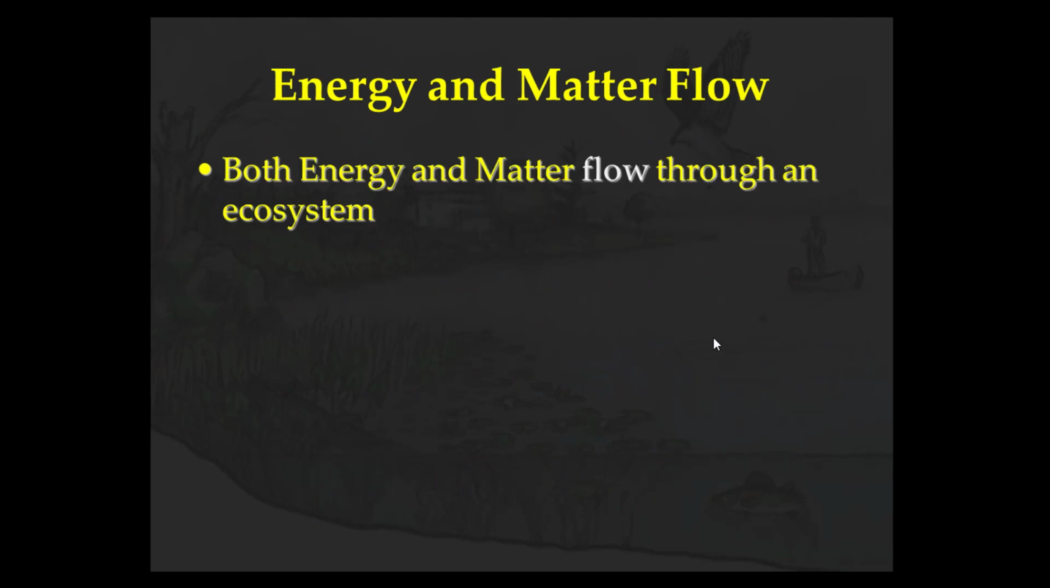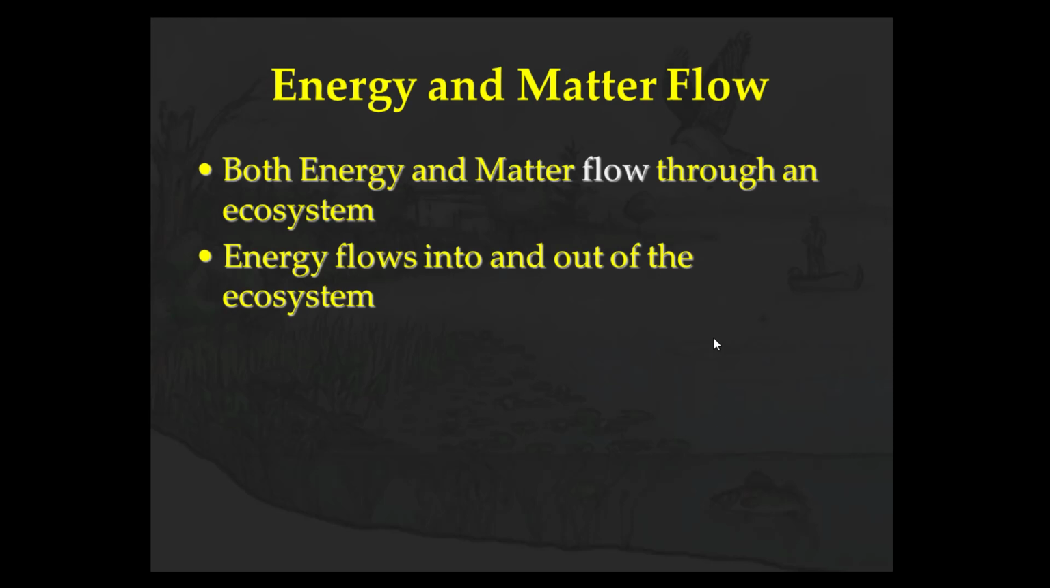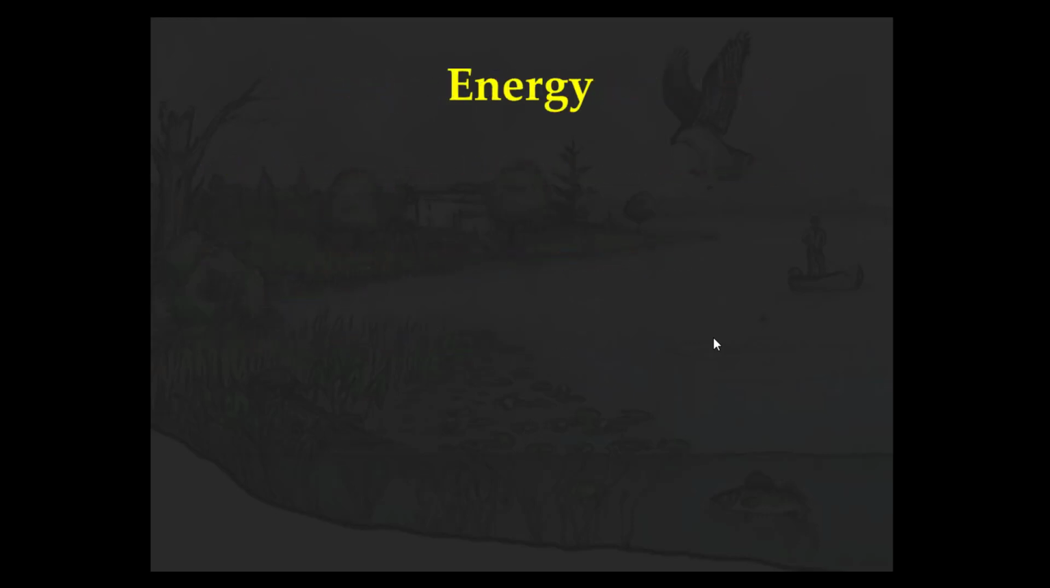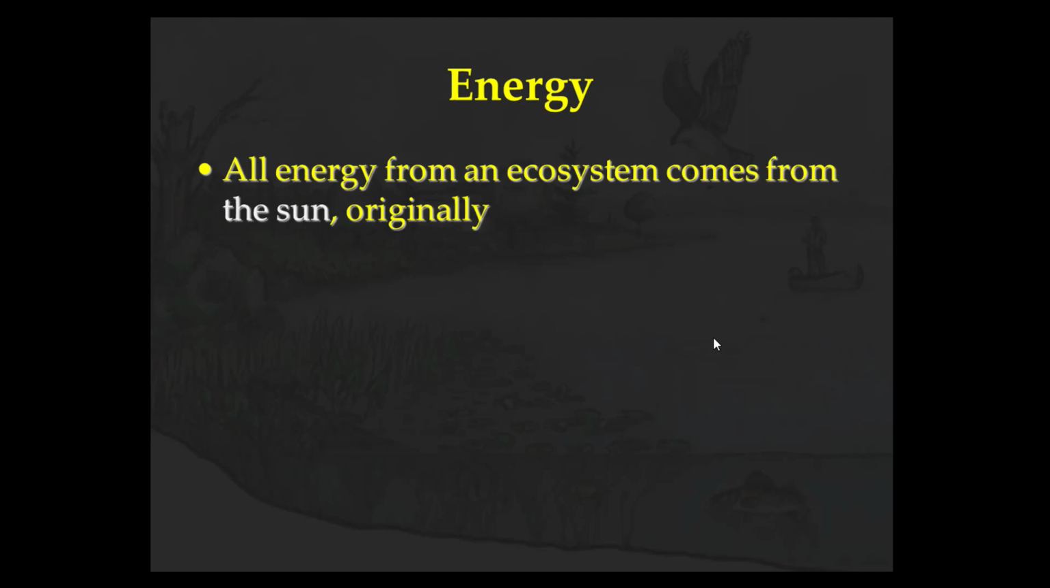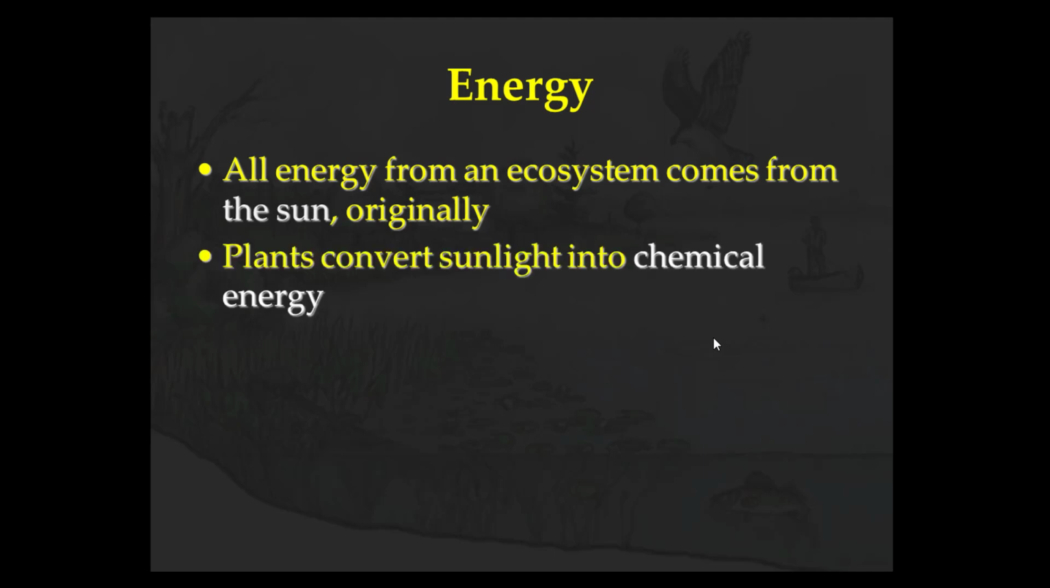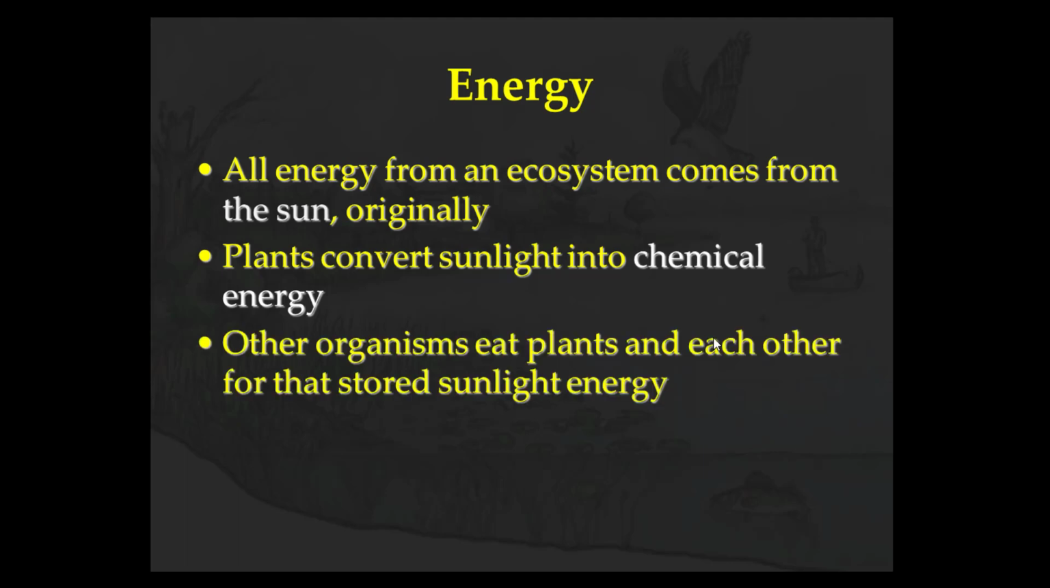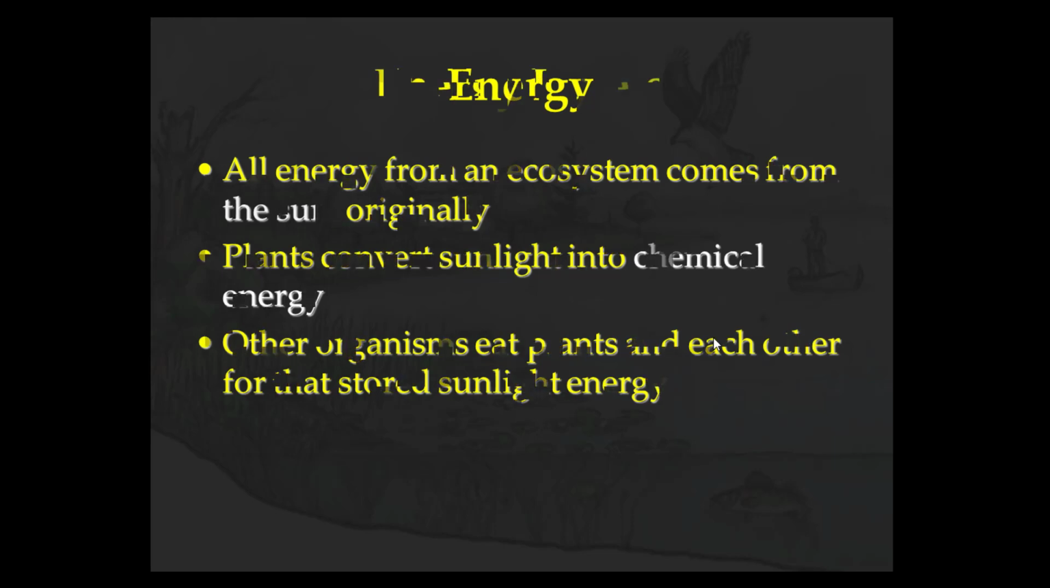Energy and matter flow. Both energy and matter flow through an ecosystem. Energy flows into and out of the ecosystem, but most of the matter is usually recycled. Energy: all energy in an ecosystem comes originally from the sun. Plants capture this energy and convert it into chemical energy by a process called photosynthesis. Other organisms eat plants and each other for that stored sunlight energy.